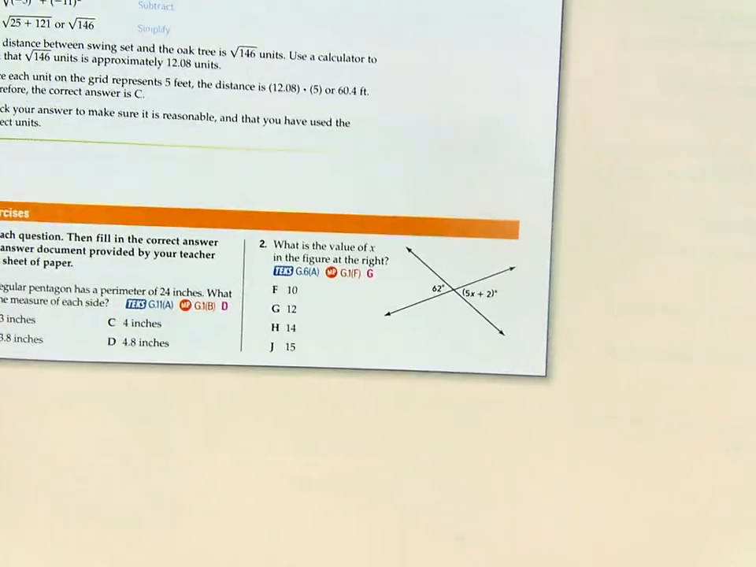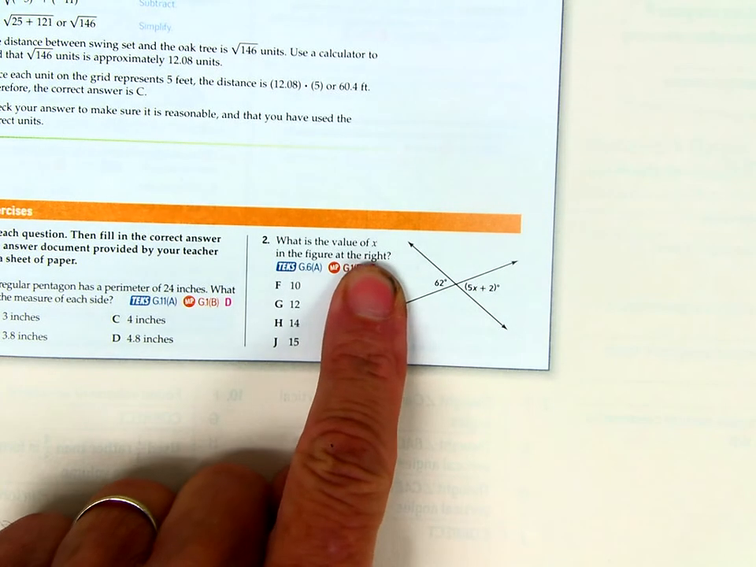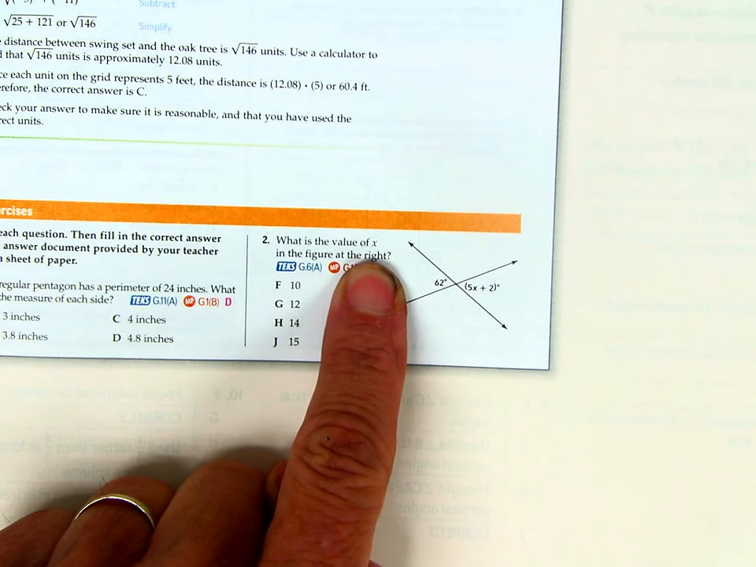Alright, this was a multiple choice, but forget it being multiple choice. What is the value of x in the figure at the right? Well, we have a visual representation. If we have to solve for x, then we have to make something equal. What can you make equal from that picture?